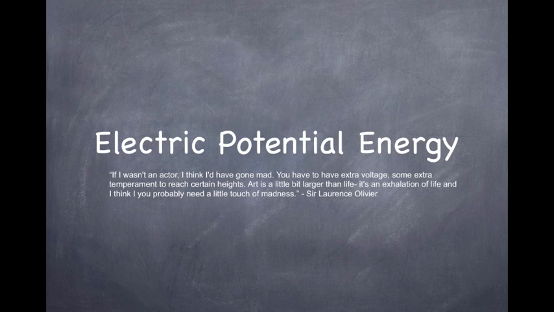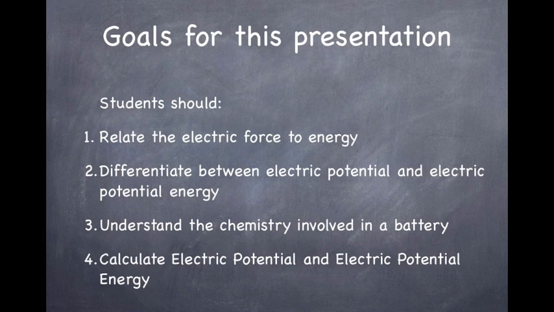So what we're going to do is relate what we've learned about electricity so far back to the law of conservation of energy. You should be able to relate the electric force back to energy. You should be able to differentiate between electric potential and electric potential energy. They sound very similar, so you need to be very careful with that. You need to understand the chemistry involved in a battery. We're not going to go back into a whole bunch of chemistry, just the general chemistry involved. And you need to be able to calculate the electric potential and electric potential energy given a situation.